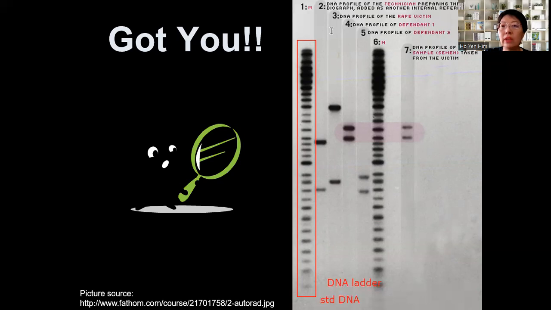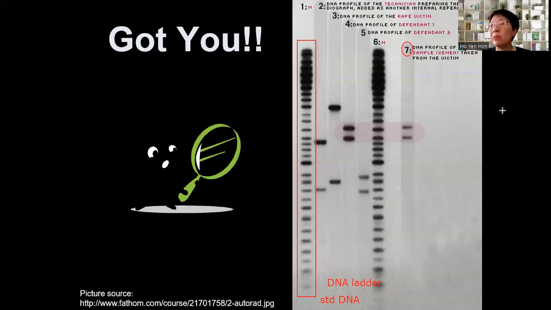And then the rest, numbers 2, 3, 4, 5, and 7, are samples. What is number 6? Number 6 is again the standard DNA. So after you run the gel electrophoresis, we can compare number 4. Where's my number 4? See, number 4. Okay, number 7 is the sample from the crime scene.